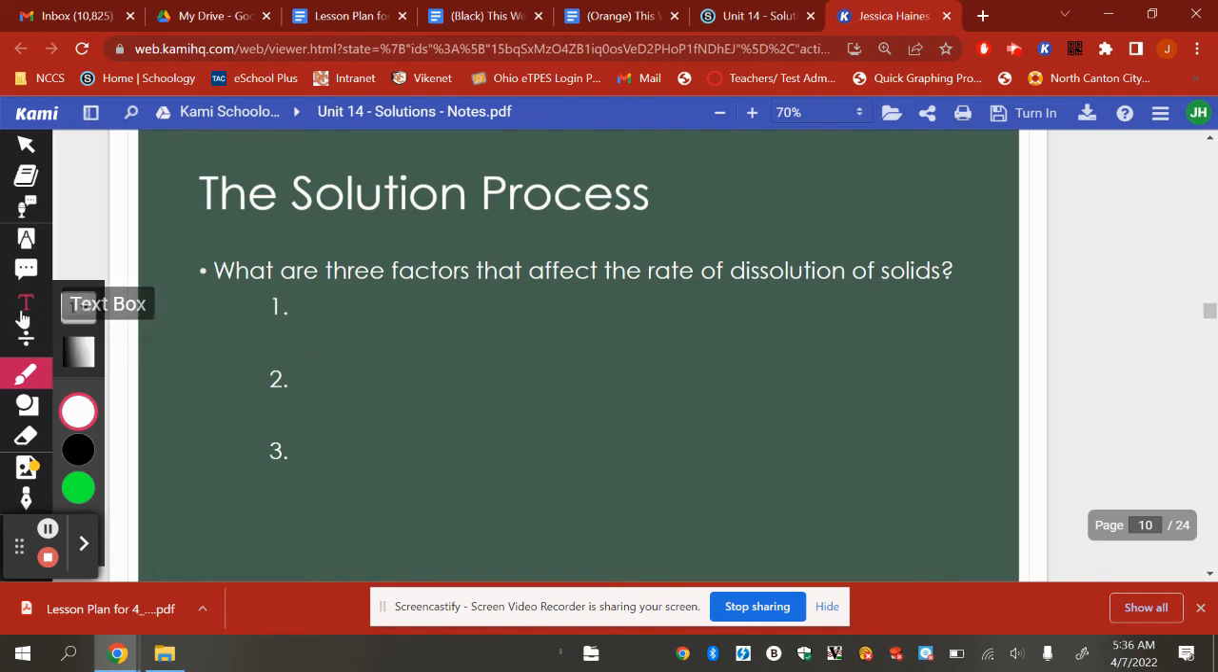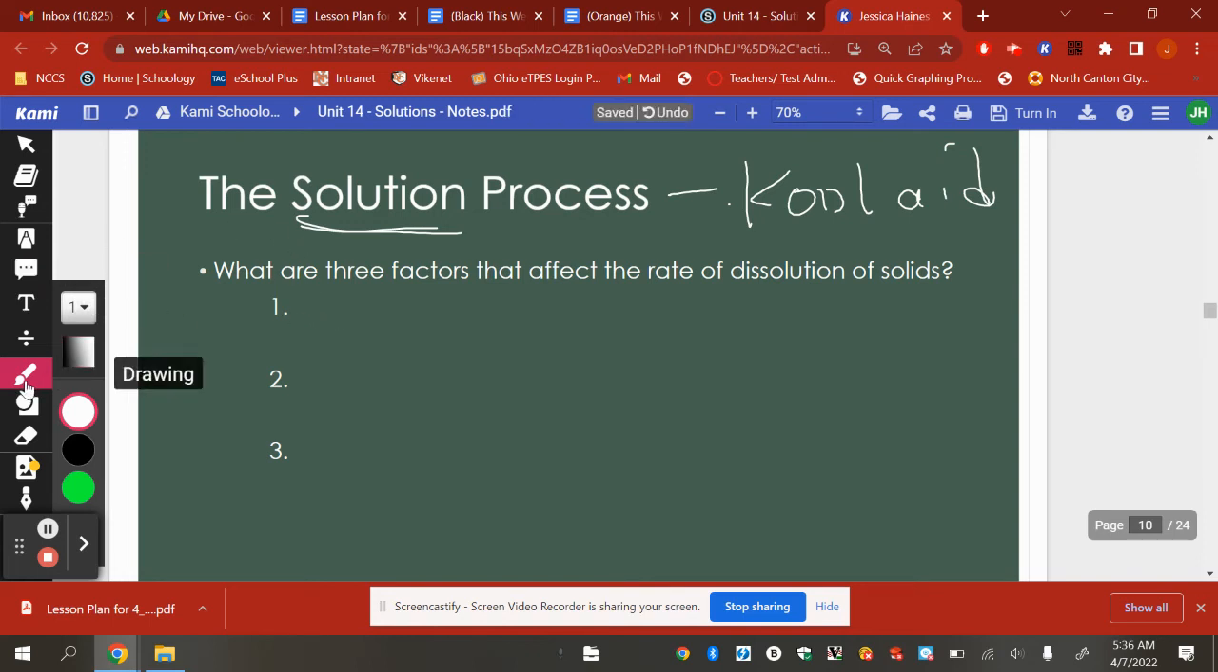Okay, there are 3 factors if I want to make something dissolve in something else. Okay, the solution process. So I'm trying to get something to dissolve in something else, and we're specifically going to talk about Kool-Aid because who doesn't make Kool-Aid? When we're making Kool-Aid, there are 3 things, and this is true of anything that you're trying to get to dissolve in anything else, 3 things that we can do that help to increase the rate that something dissolves.